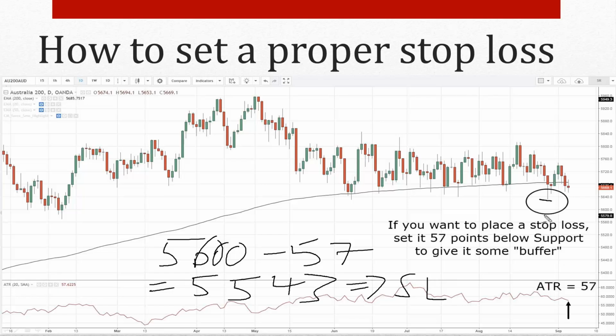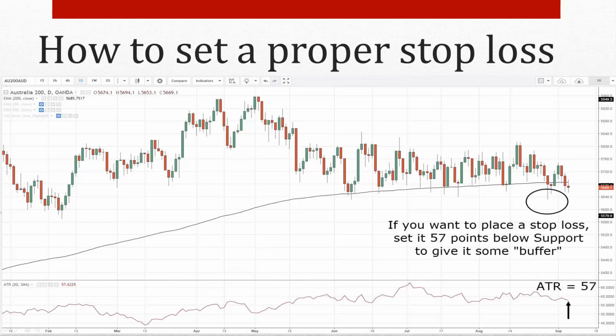The reason why you're doing this is because you don't want the market, as I mentioned, to just come down lower, trigger below the low, and then rally up higher. So in essence, you're giving your trade, your stop loss, some buffer over here. This is the buffer, so you don't get stopped out prematurely. And this is how the ATR indicator can help you with it. All right, good stuff.